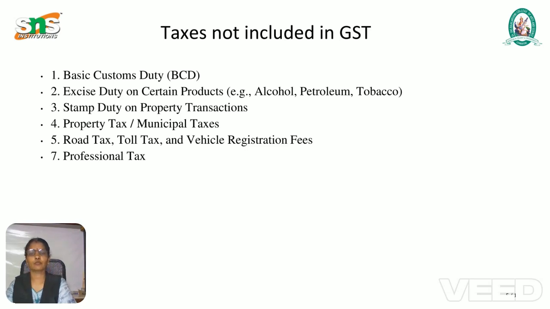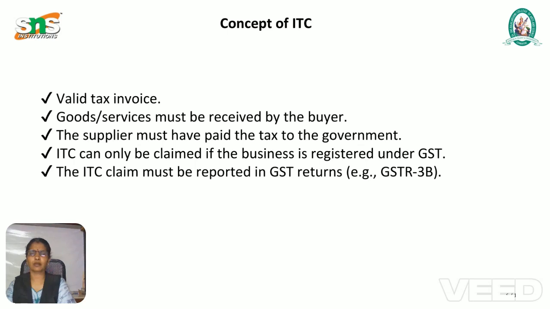Next, we move to the concept of ITC. Under the ITC concept, the valid tax should be invoiced and the goods or services must be received by the buyer. The supplier must have paid the tax to the government. The ITC can only be claimed if the business is registered under GST. The last concept is that the ITC claim must be reported in the GST return.